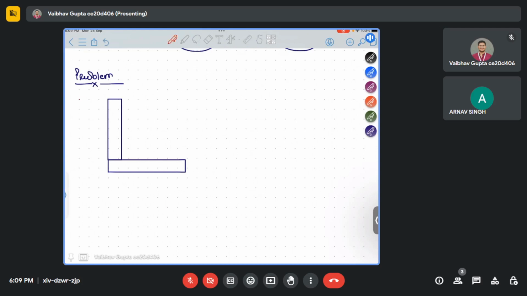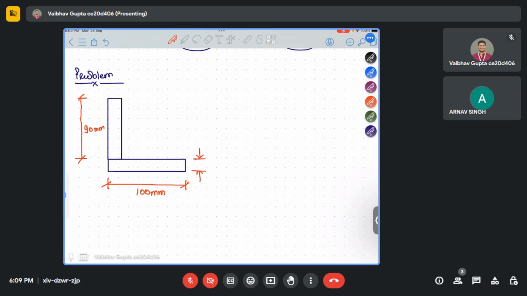The dimensions given are 90 mm, this is 100 mm, the thickness is 10 mm, and this thickness is also 10 mm. And it is said that the loading has been applied not on the principal axis, at this point.